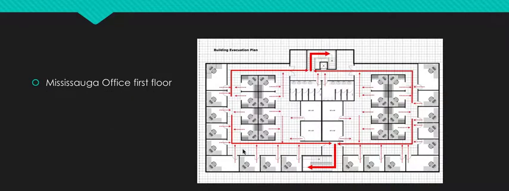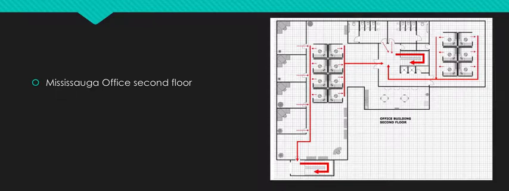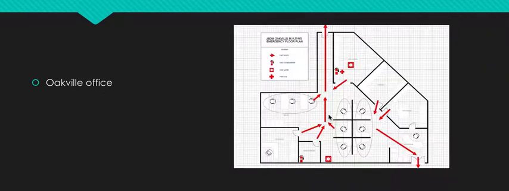So basically, this is the evacuation plan of the first floor in the Mississauga office. And this is the evacuation plan for the second floor in the Mississauga office. And this is the evacuation plan for the Oakville office. All these plans can be looked at just in case an emergency occurs and employees need to get out or customers need to get out of the building.